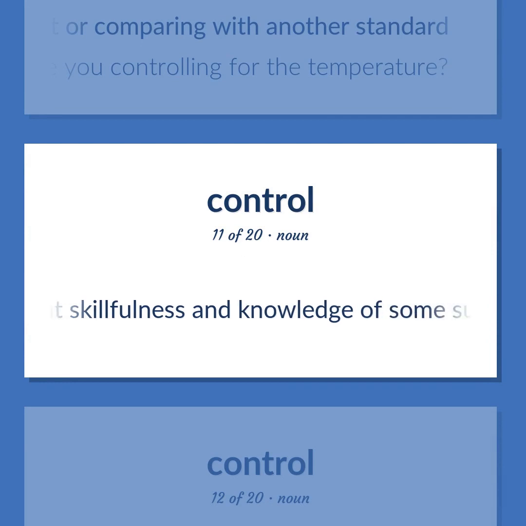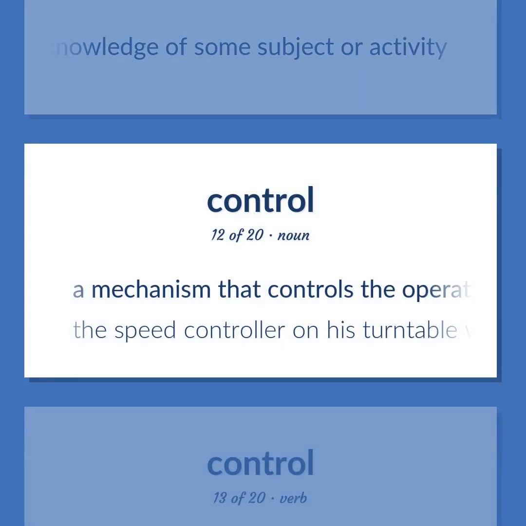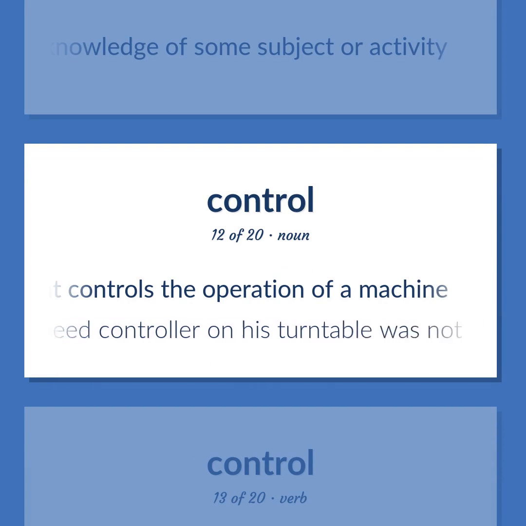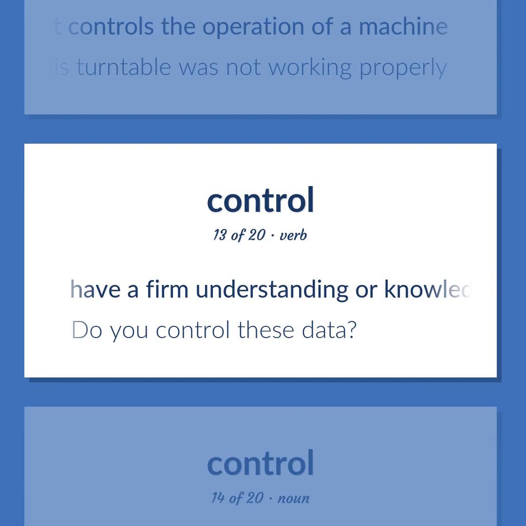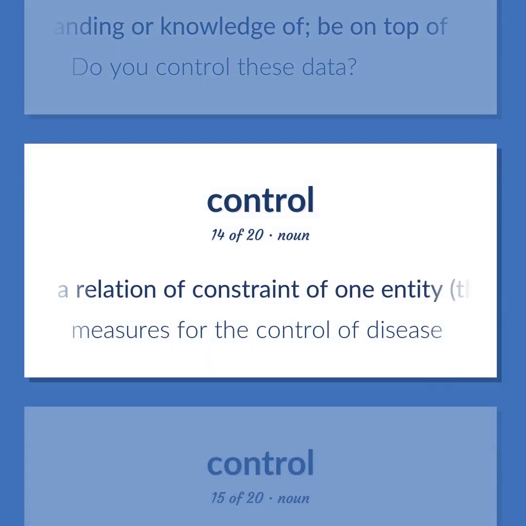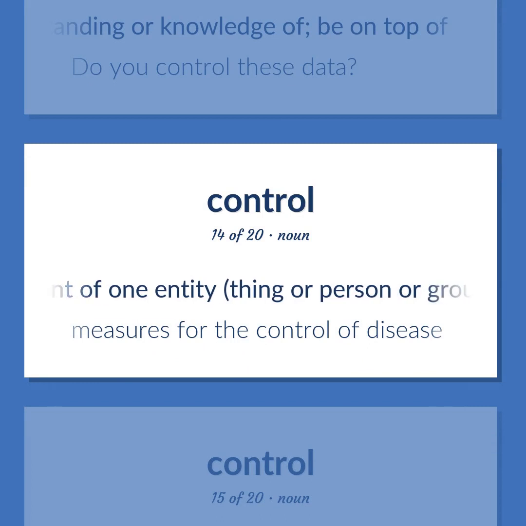Great skillfulness and knowledge of some subject or activity. A mechanism that controls the operation of a machine. The speed controller on his turntable was not working properly. Have a firm understanding or knowledge of. Be on top of. Do you control these data? A relation of constraint of one entity, thing or person or group, by another. Measures for the control of disease.